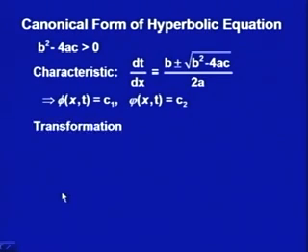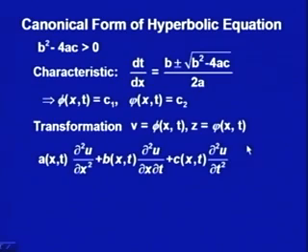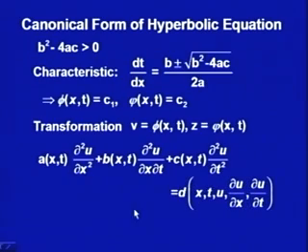So, we introduce the transformation v as phi of x, t and z as psi of x, t, and then the given equation will transform. Now what we do is find del 2 u over del x 2 in terms of the new variables v and z. Explicitly how to do all these things we will learn through the examples.